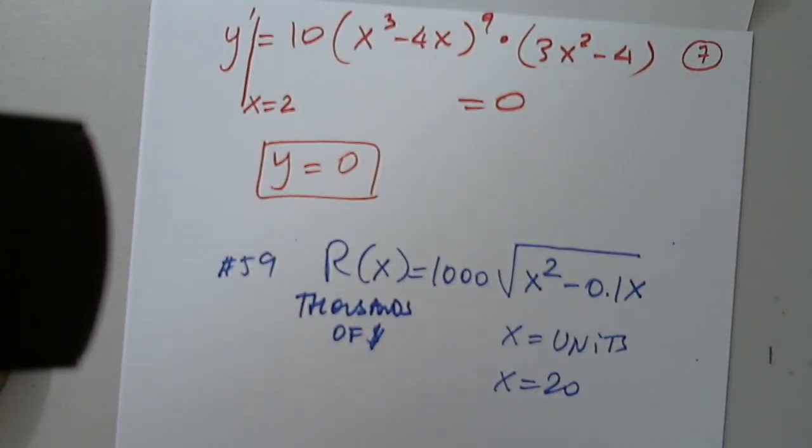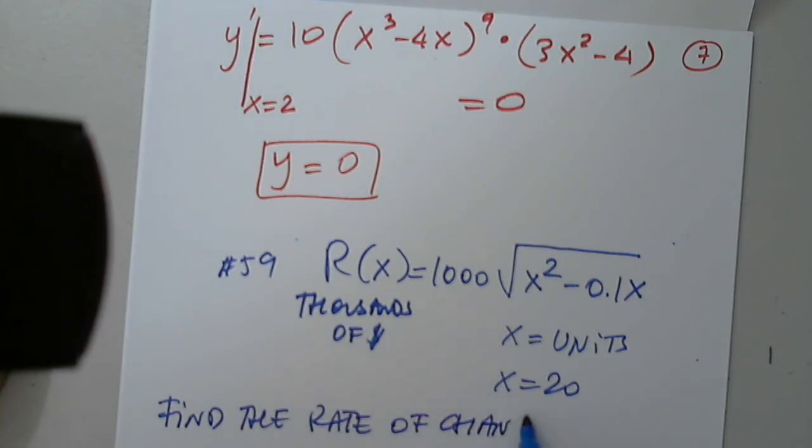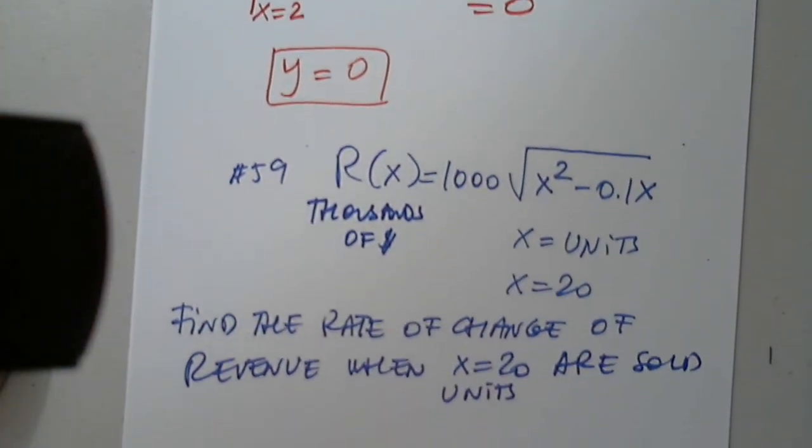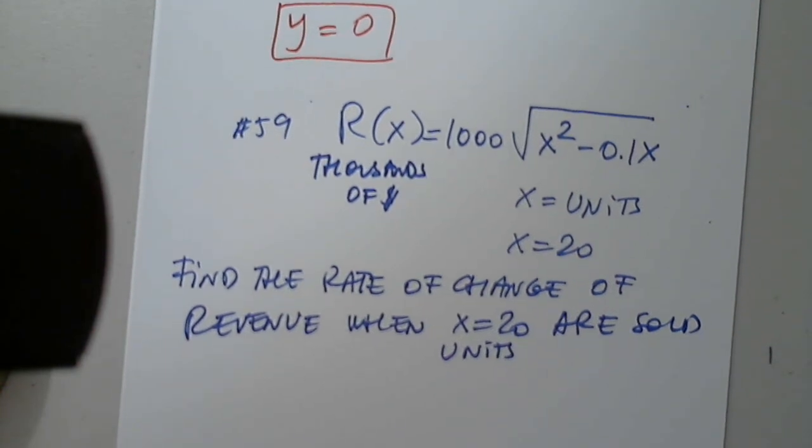So find the rate of change of revenue when x equals 20 units are sold. Okay, what do we need to do? That's our question. Anyone?